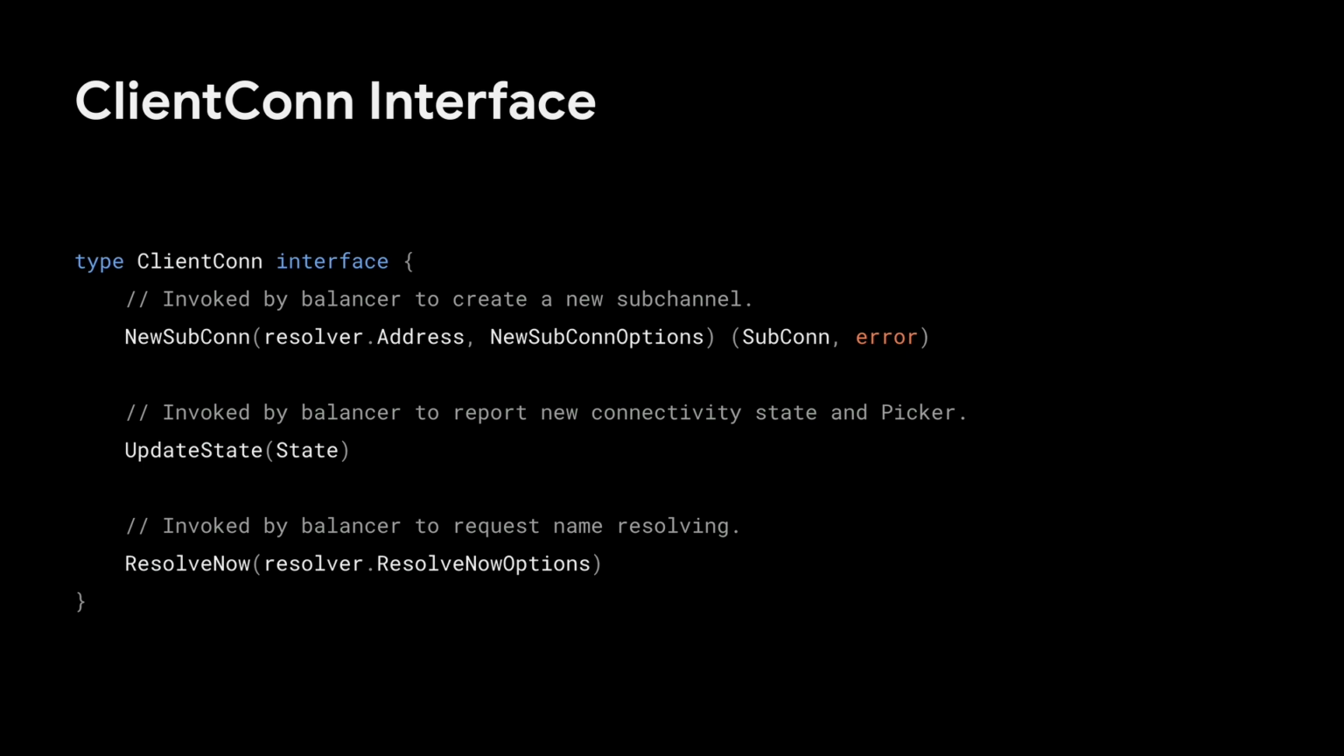The next one is UpdateState. So whenever the state of the LB policy changes and it wants to generate a new picker and send that to the channel, it's going to use that API. And the last one is used by the LB policy when it wants to request re-resolution of the name. For example, if the LB policy was given a bunch of backend addresses and it wasn't able to establish a connection to any of them, then the LB policy might decide to ask the channel to re-resolve the name to see if the resolution now produces a different set of addresses.